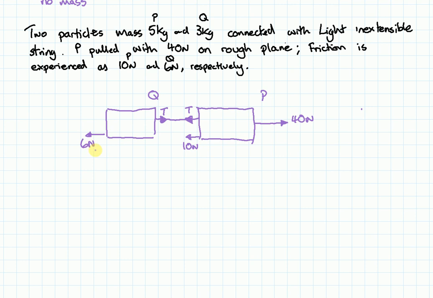6 newtons. We've got a mass of 3 kilograms. We've got a mass of 5 kilograms in that one. And both particles are going to move together because they're on an inextensible string. So they must move in the same way. So they both experience the same acceleration.